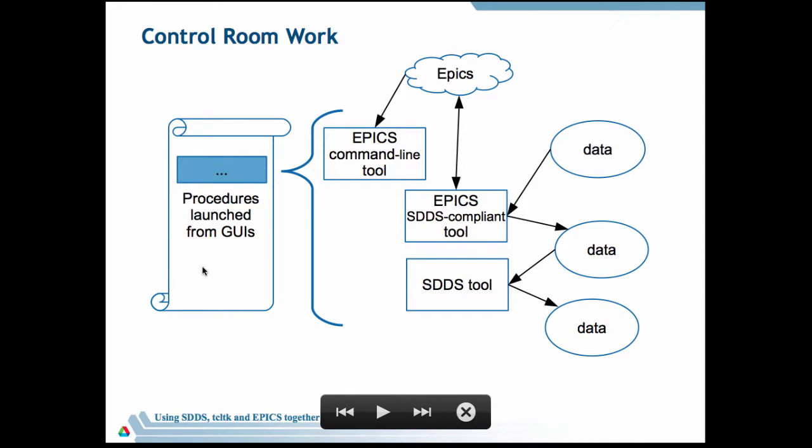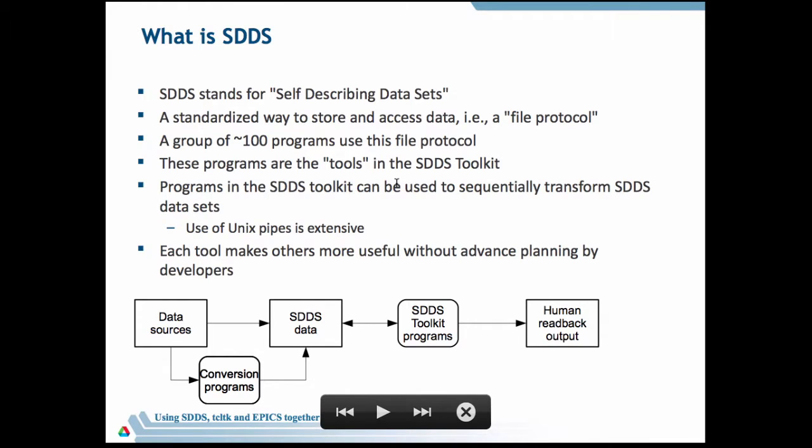Everything that is done in the control room is done using scripts or GUIs. And line by line, there are some internal variables that are specific to the scripting language. But in the end, we have to communicate with EPICS using data files. OK, so let's describe what SDDS is. The acronym is Self-Describing Data Set. So this is a file that contains data whose header explains what the data means.